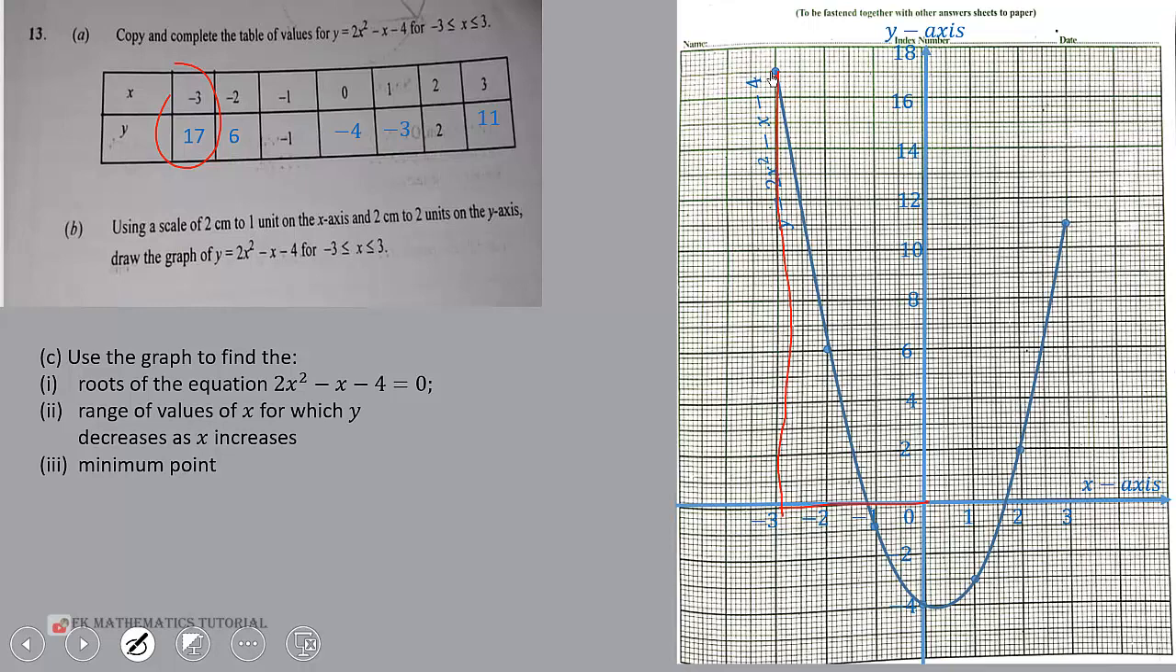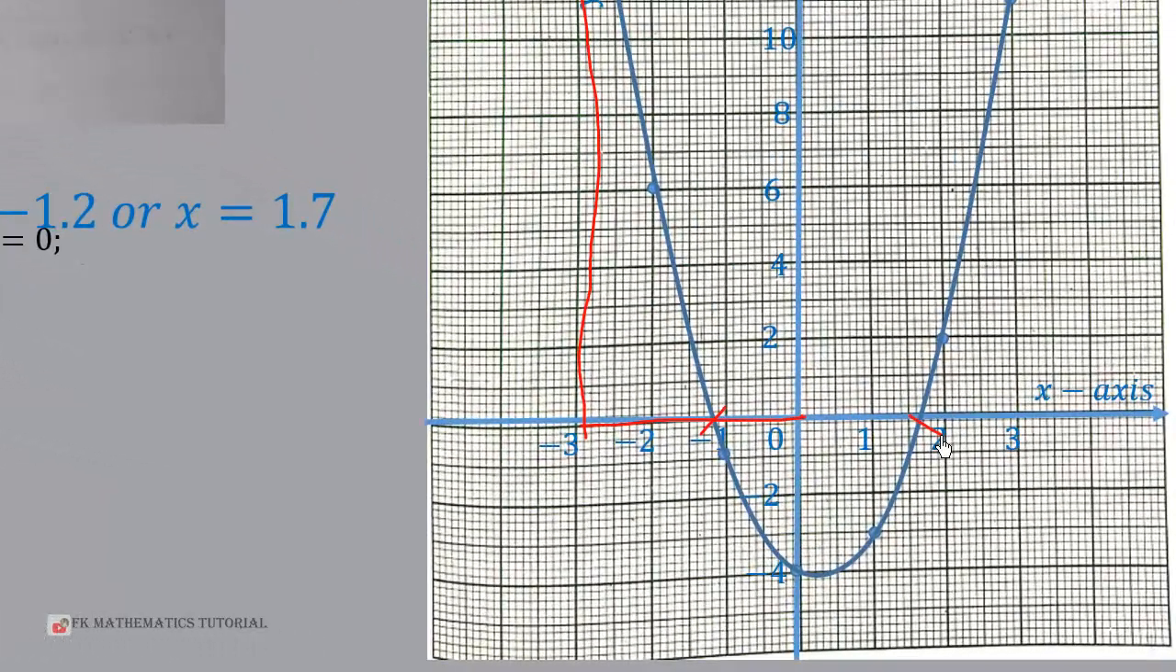Now we have to use the graph to find the roots of the equation x squared minus x minus 4. So where the graph cuts the x-axis, this point and this point, which is -1.2 and 1.7. Then the range of values of x for which y decreases as x increases. So y is decreasing on this range of values, to this point.